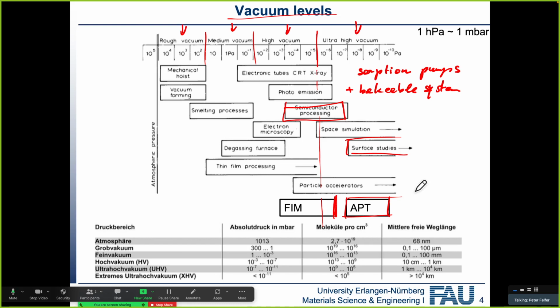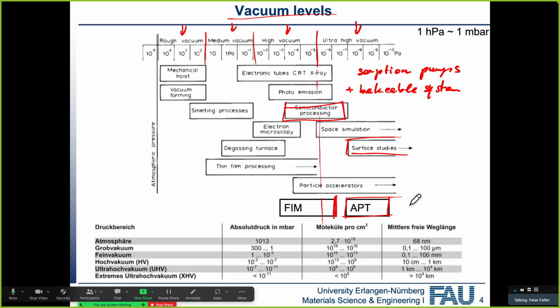So how to get rid of them? The type of pumping doesn't really have an impact on the speed of desorption, because this is just desorption from the chamber walls into the inside of the chamber. And this is why we're heating up. That's independent of the type of pumping that we're using.